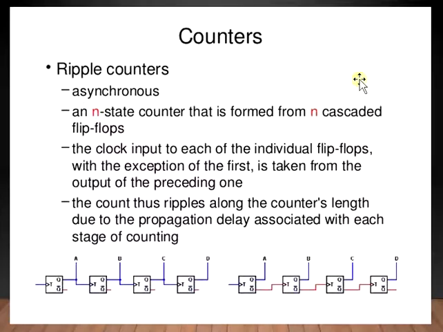Now coming to the topic of the ripple counters. So ripple counters are basically an asynchronous counter, an n state counter that is formed from n cascaded flip-flops. The clock input to each of the individual flip-flops, with the exception of the first, is taken from the output of the preceding one. You can see that in the diagram here. So the count ripples along the counter length due to the propagation delay associated with each stage of counting.